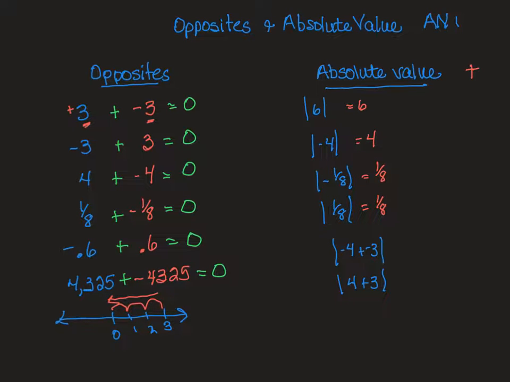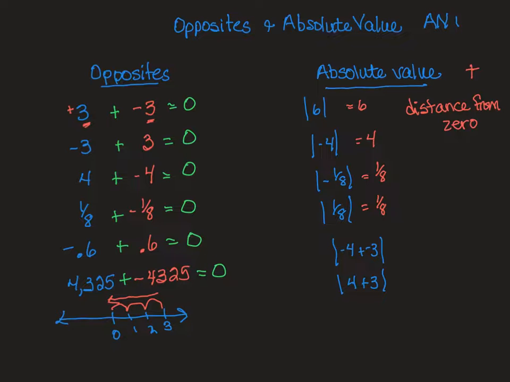Okay, so the absolute value is the distance from 0. If I stand on 0, how far am I walking in either direction? So distance from 0, okay? And the sign does not make a difference. The answer is always positive.